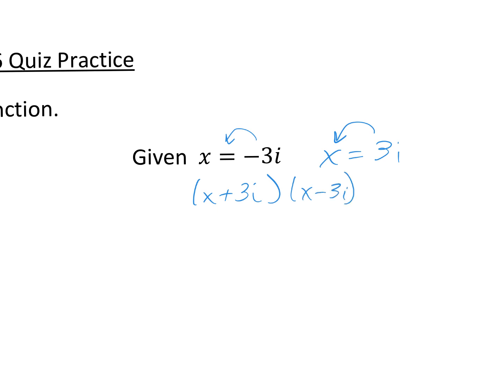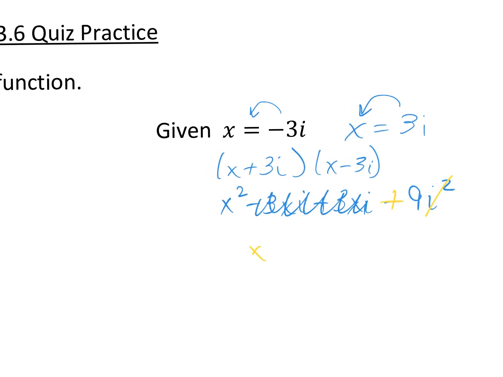And now we FOIL. X times x is x squared. X times negative 3i is negative 3xi. 3i times x is plus 3xi. And negative 3i and positive 3i is minus 9i squared. So in the middle here, this cancels. When I see i squared, what do I do? I cross it off and I change the sign in the front. So I have created this polynomial of x squared plus 9.